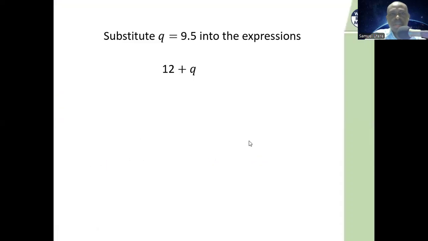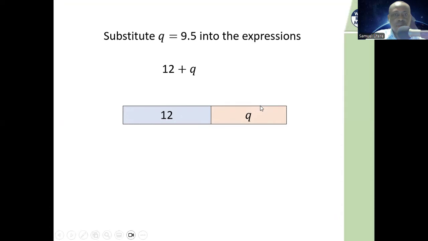Okay, let's look at this. What if we have an expression like this? We can still use the bar model to solve this problem. Of course we can. We can represent this with 12 as one bar and q as another bar, because remember, we always add the bars. Then if we replace q, which is what substitute means, with 9.5, we can simply add them. Our answer will be 21.5.